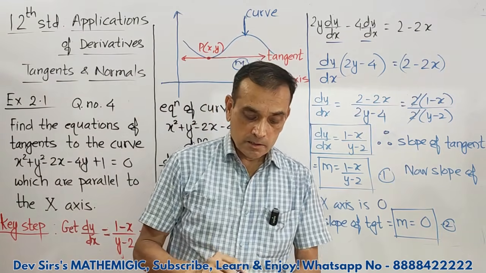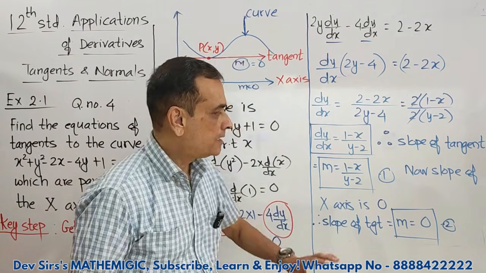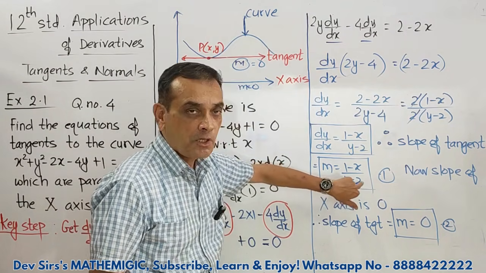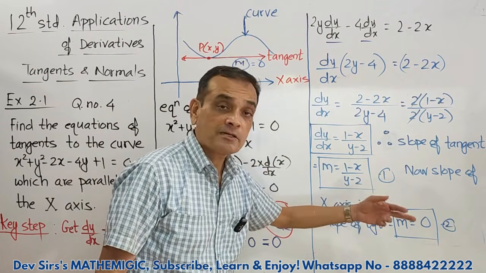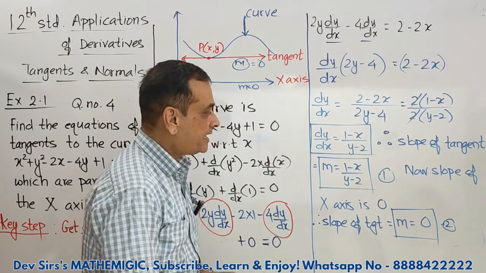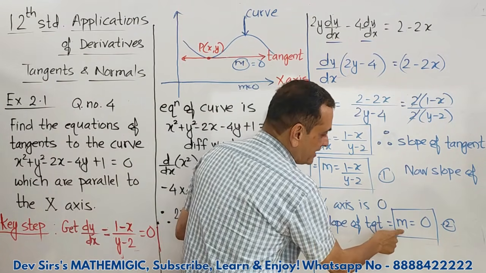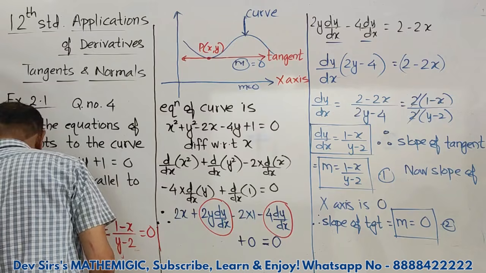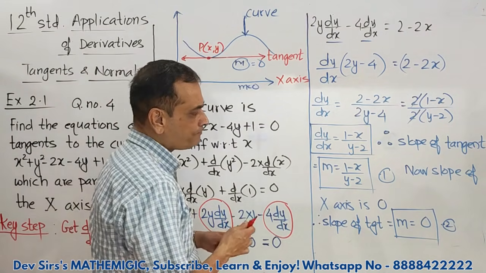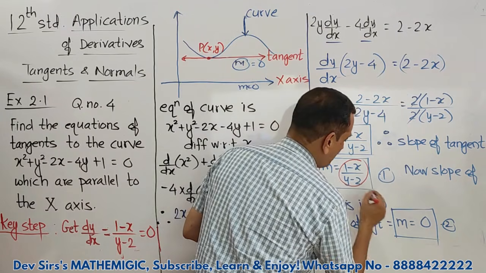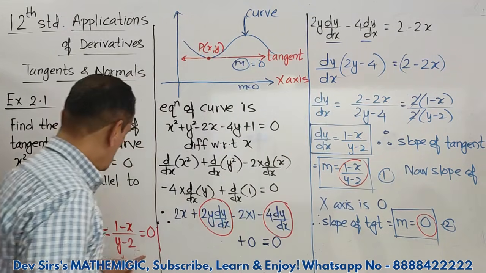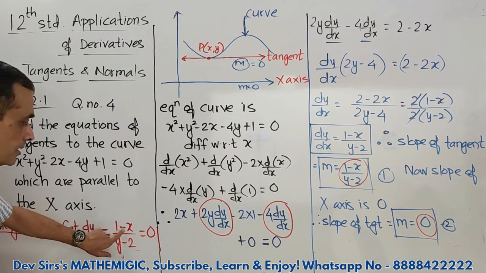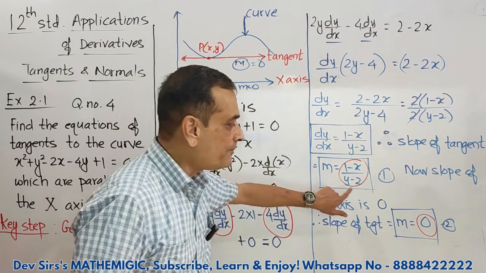So what do you conclude from this? Once we are saying slope of the tangent is 1 minus x upon y minus 2, now we have concluded that the slope of the tangent is 0, right? So left hand side is equal to left hand side, so right hand side equal to right hand side, which means what? This means 1 minus x upon y minus 2 equal to 0. That is the thing we have written, dy by dx and a slope. And slope is mentioned twice, here and here.